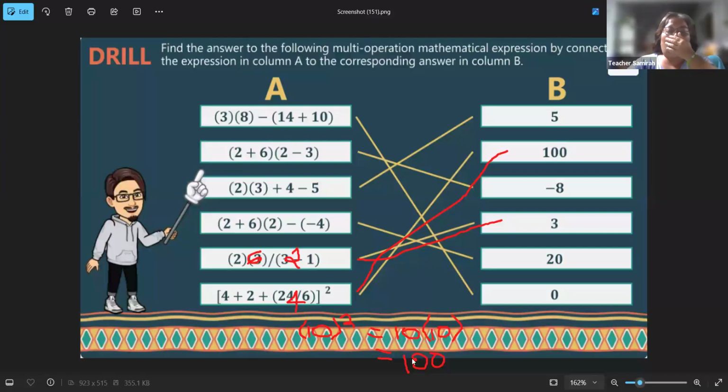So that is how you are going to evaluate. We're going to evaluate the expression and then look at the answers in column B. This is an expression because it doesn't have an equal sign. If we place an equal sign, then this will become an equation. Remember that one? Okay, next.